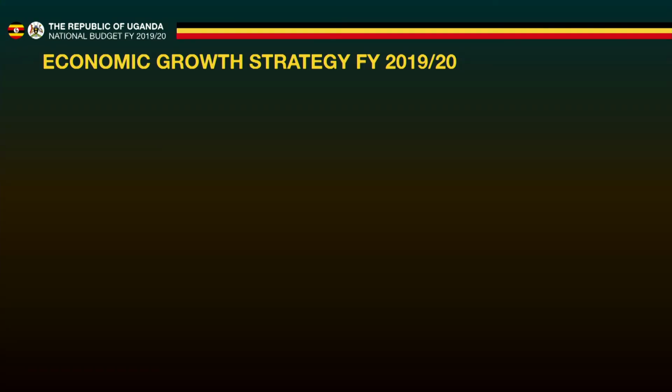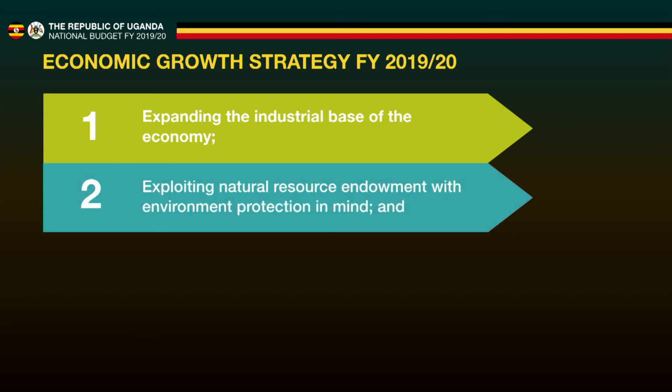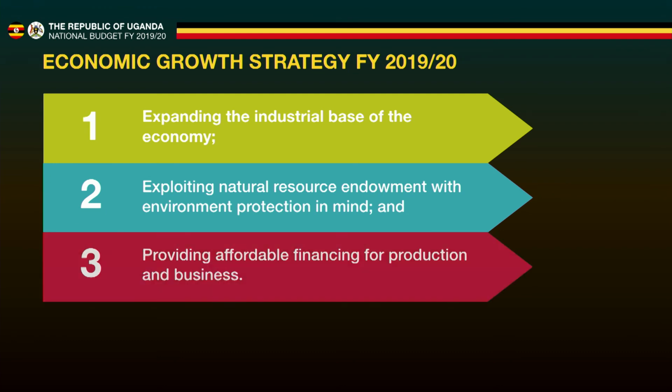The economic growth strategy consists of three interlinked parts. One, expanding the industrial base of the economy. Two, exploiting natural resource endowments with environmental protection in mind. I repeat this: exploiting natural resource endowment with environmental protection in mind. Three, providing affordable financing for production and business.